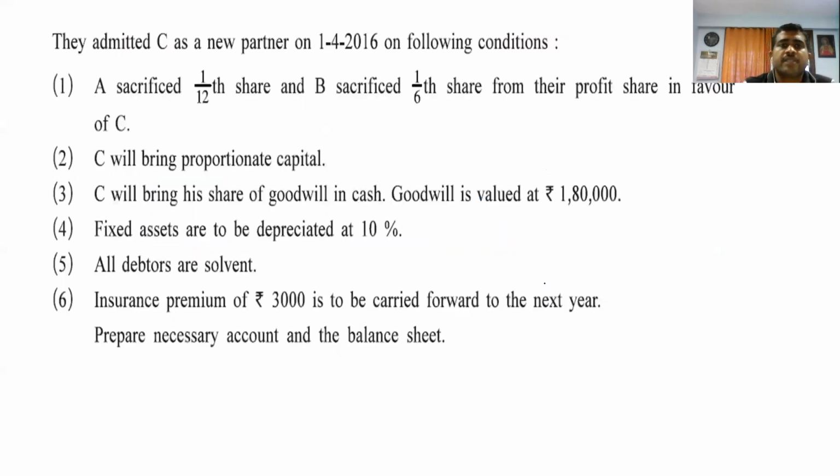Now let's see the adjustment. A sacrificed 1/12 share and B sacrificed 1/6 from the share in favor of C. Now what does it mean? It means that A is sacrificing 1/12 and B sacrificed 1/6 share. So what do we have to calculate from this?